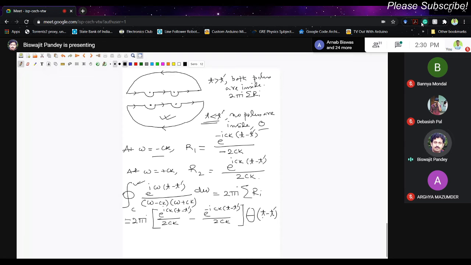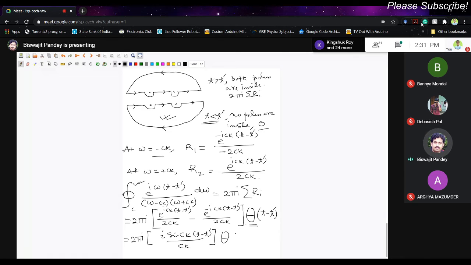You have t less than t prime, and it is non-zero only when t is greater than t prime, that means this thing inside the bracket times 2 pi i, which you should include to be correct. So this will be equal to 2 pi i, the cos terms will cancel, minus minus becomes plus, the 2s will cancel because a 2 comes from above. So i remains, and sin of ck(t minus t prime) divided by ck.